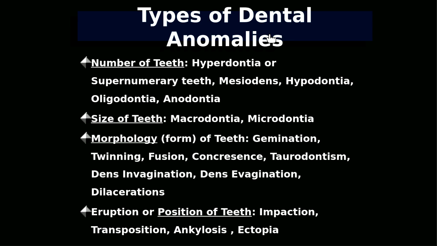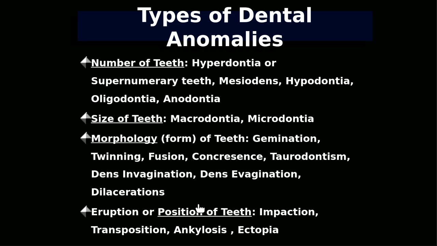So we can check the number of teeth based on that. If you have too many of them, extra, we call it supernumerary. If it's extra, you can call it mesiodens. If it's less, hypodontia. Like that, you can go, and also depend on the size of the teeth. If the size is big, we call it macrodontia. If it's small, it's called microdontia. And also you have the form of tooth. You can see whether it's gemination, twinning, or fusion, or taurodontism, or you can see dens invaginatus or dens evaginatus or dilaceration, which you will see in the coming slides.